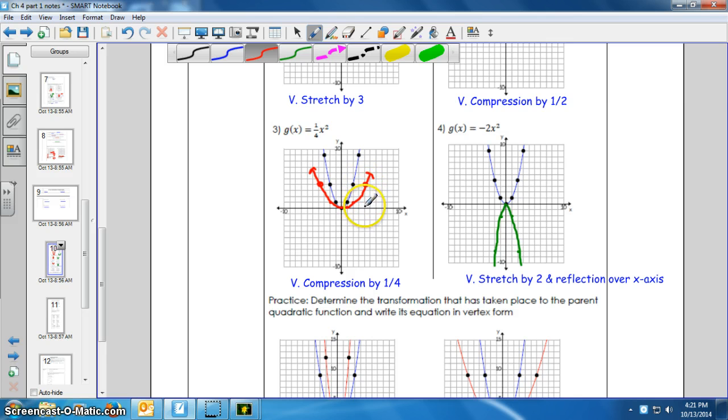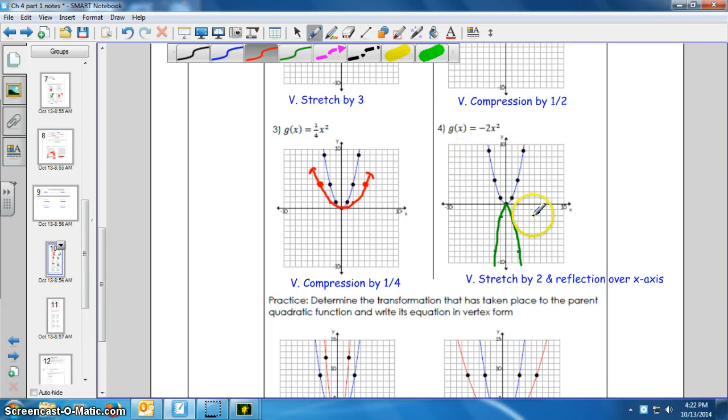So let's move on to 4. If we were at 4, we would go up to 16. But instead of being at 16, we're a fourth of that, which a fourth of 16 is 4. So 4 would be our next point. So think of it as being a fourth of where you'd normally be. And that is a vertical compression by 1/4.